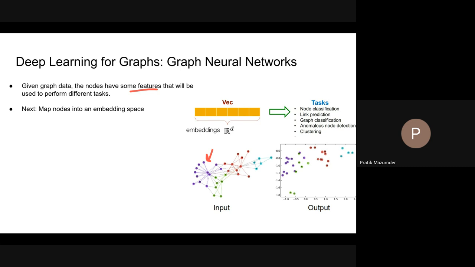So remember, this has been our modus operandi right from the start of Fractal 2. We are given some data, and then we have to learn some representation on the basis of that data. We sometimes call that the representation space. We also call that an embedding space, but it's basically the same thing. So the next step will obviously be to map your nodes into an embedding space.